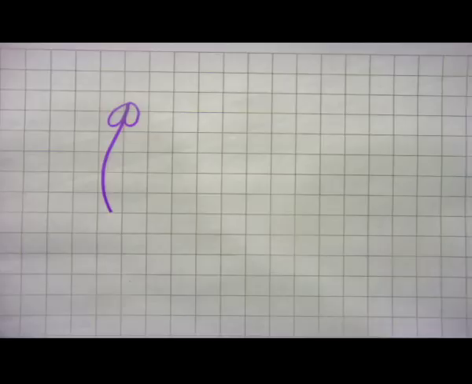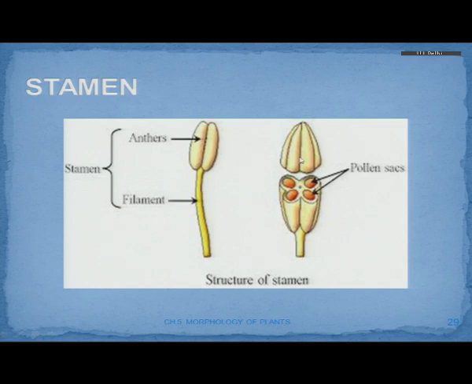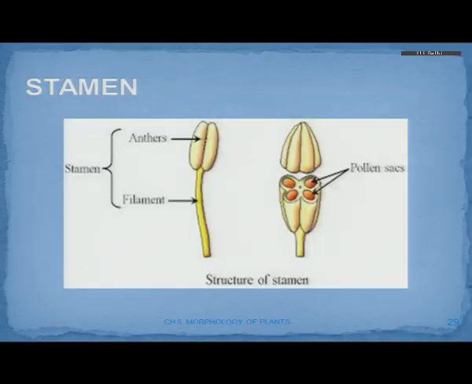So, the stamens have anthers with 2 lobes, and each lobe has pollen sacs which produce pollen. This was about the androecium, and let us conclude today's class here only at the study of androecium.